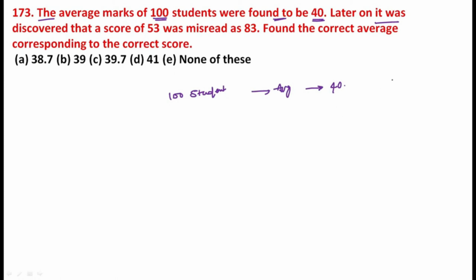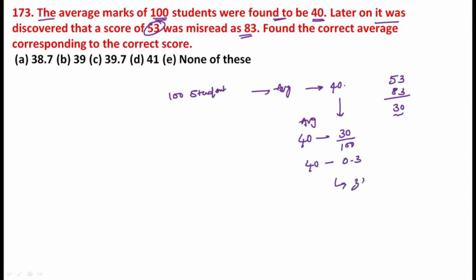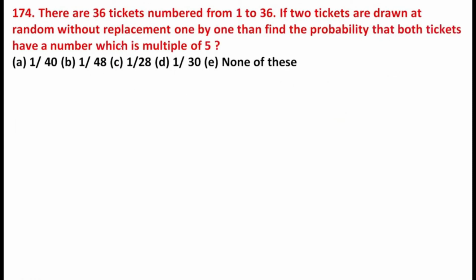Observe, guys. Originally they want 53, but it was misread as 83, which means they are taking 30 numbers extra. So if you subtract that value, the average decreases. How much does the average decrease? Here 30 units are extra out of 100 observations. Now the answer is 40 minus 0.3, so the value becomes 39.7.